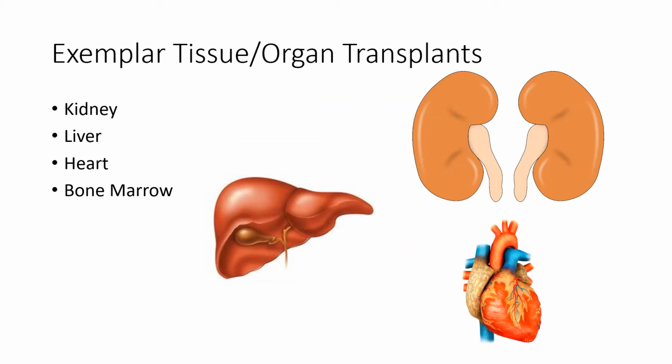So the exemplars we're going to talk about today are kidney, liver, heart, and bone marrow. Those are the ones that are most likely to show up on your NCLEX or HESIs.